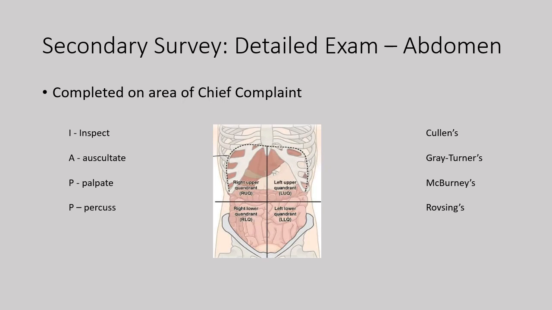One location is McBurney's Point. It is 1/3 the distance from the right iliac crest to the belly button, and it just happens to be where your appendix is. Another sign that you need to be aware of is Rovsing's sign. You could be doing that palpation on that left lower quadrant, and it gives the patient a pain on the right side. That is also indicative of appendicitis. So be careful or be cognizant of those various signs.